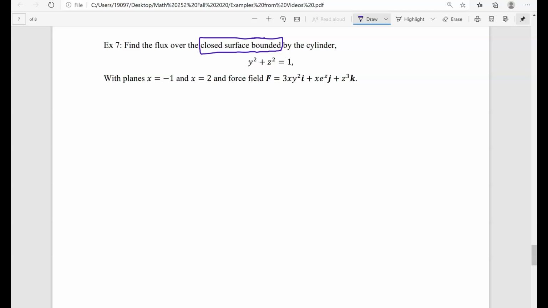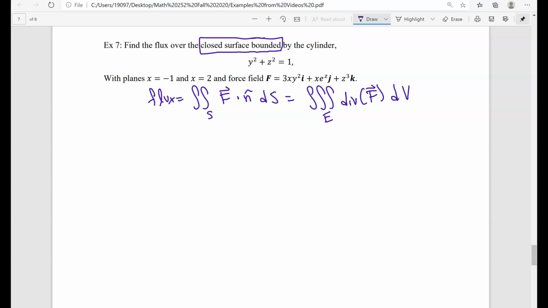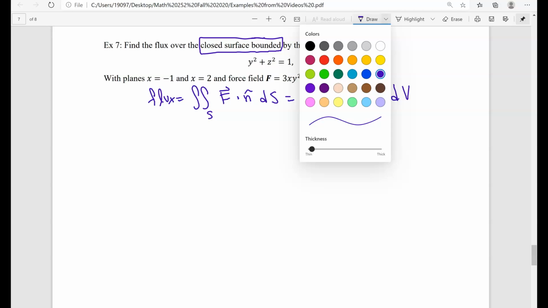And remember that the divergence theorem says that if you want to find the flux, the surface integral of F dot n dS, this is just going to be equal to the triple integral over the region E of the divergence of the force field. So luckily for us, this is satisfied. So let's go ahead and find the divergence.